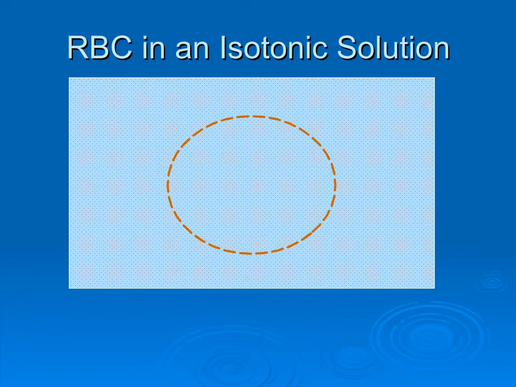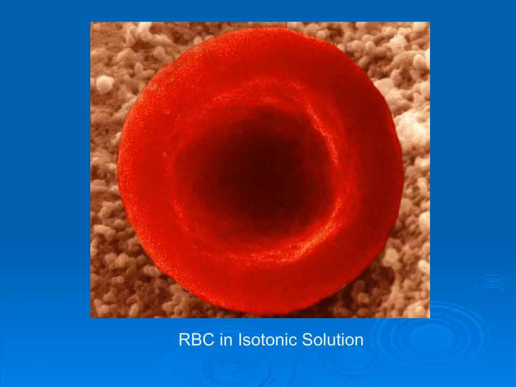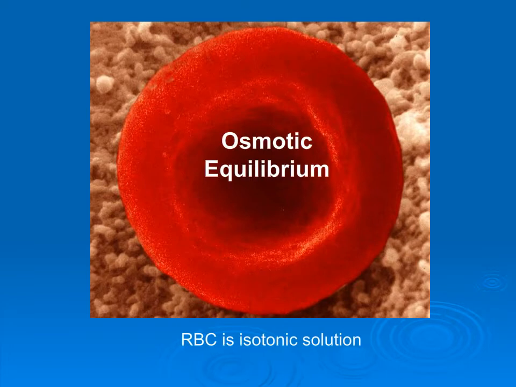Isotonic solutions have equal solute concentrations. If a red blood cell is placed in an isotonic solution, there is a dynamic equilibrium. Water molecules still move in and out of the cell, but there is no net movement of water, meaning the same amount of water that moves out will move in. In isotonic solutions, the solute concentration outside the cell is the same as the solute concentration inside the cell. This is a red blood cell in an isotonic solution. It normally has that depression in the center. We say that the red blood cell is in osmotic equilibrium in isotonic solutions.